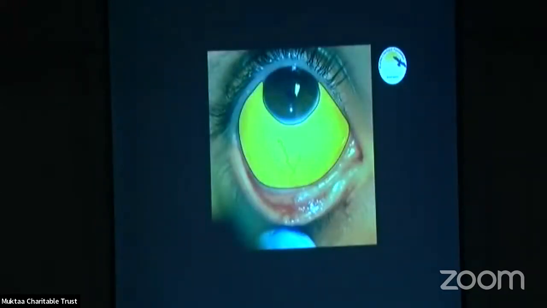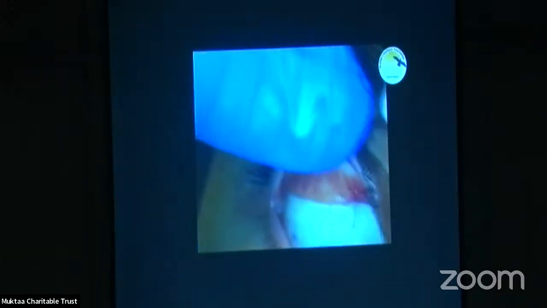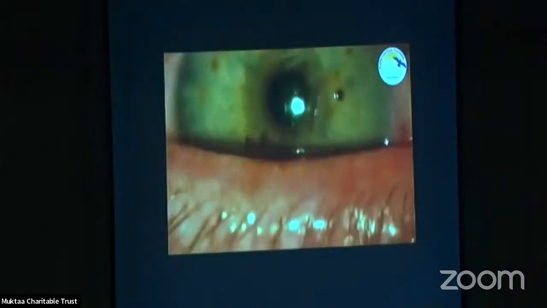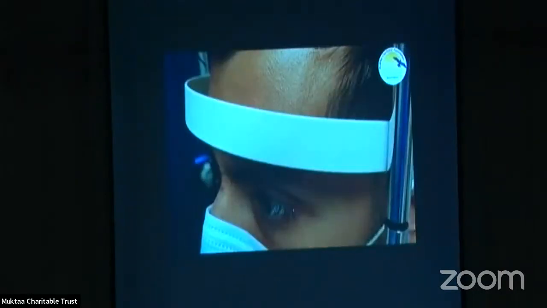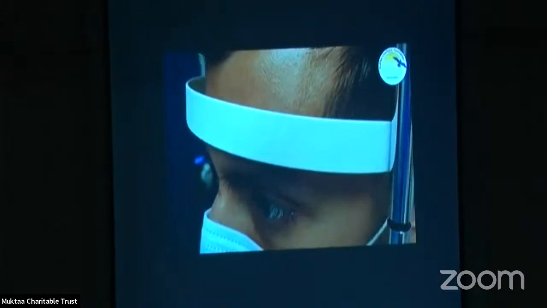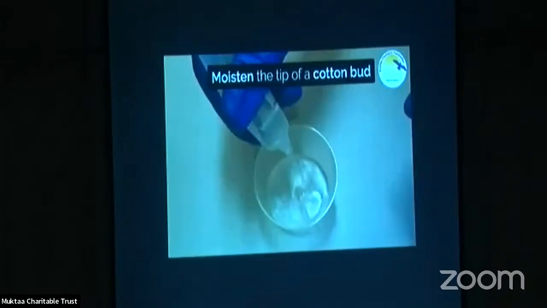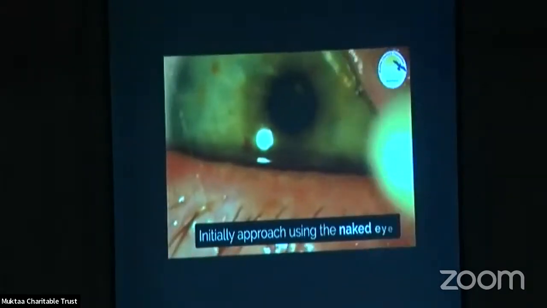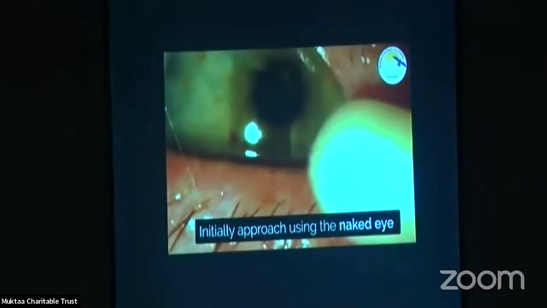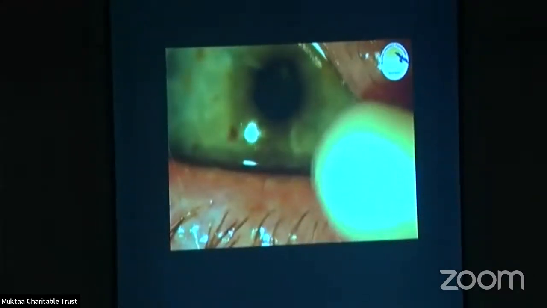Also examine the upper lid by inverting it. If a foreign body is seen, pause to explain again to the patient what you are going to do, reminding them that this is always initially approached with the naked eye, not looking down the eye. Slowly roll upwards; this moves the foreign body away.